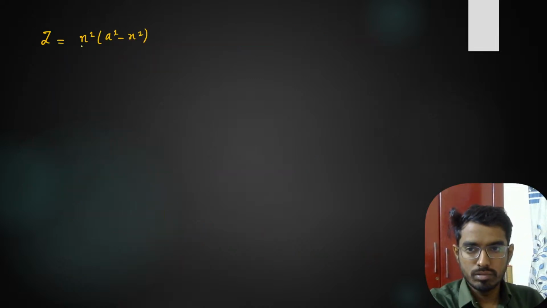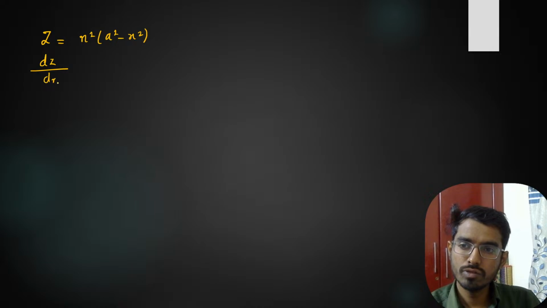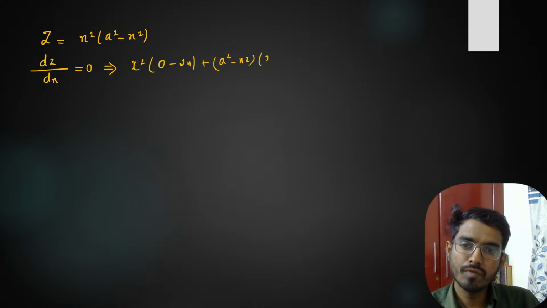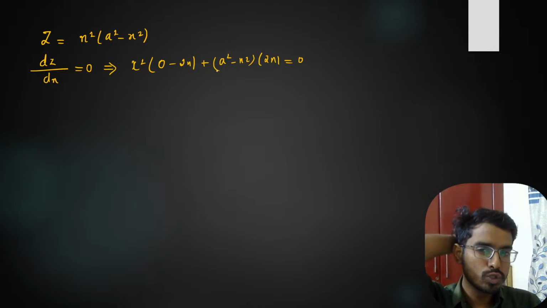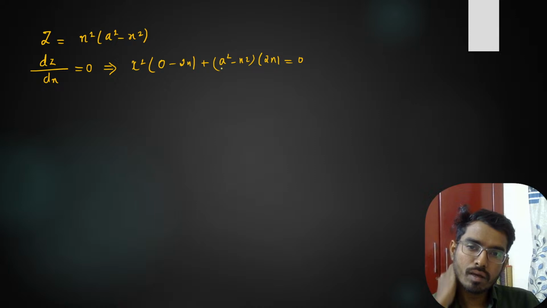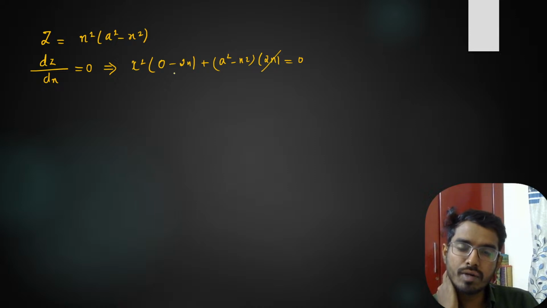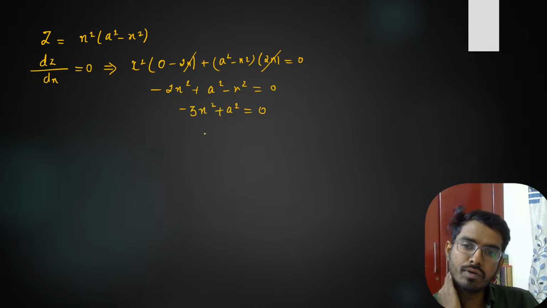Okay. So we will maximize this. So dz by dx is equal to 0. We'll keep x square as it is, into the derivative of the bracket, minus 2x, plus a square minus x square. Derivative of x square is 2x. So we'll just find the roots for this. We will take x common here. So we will have minus 2x square plus a square minus x square is equal to 0.